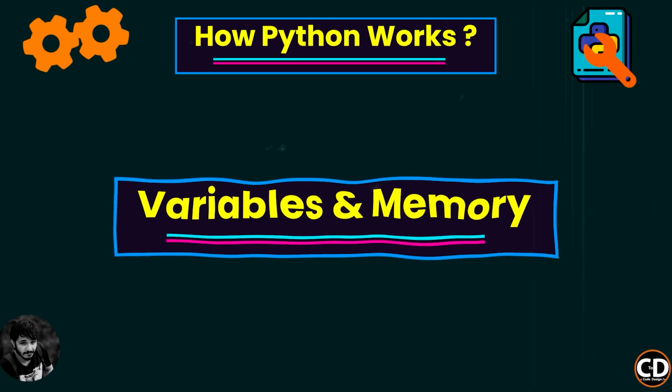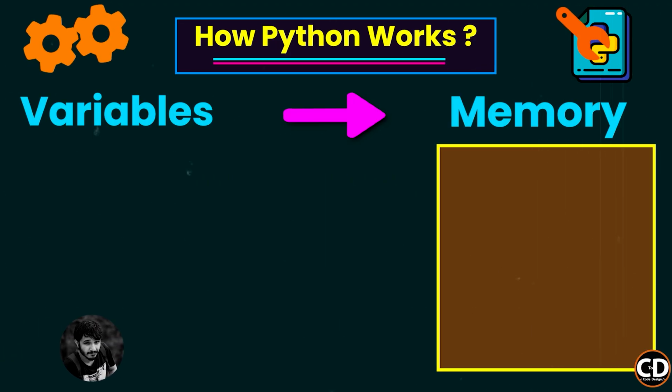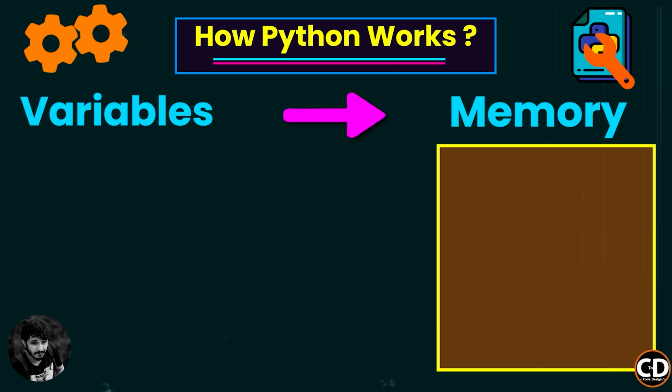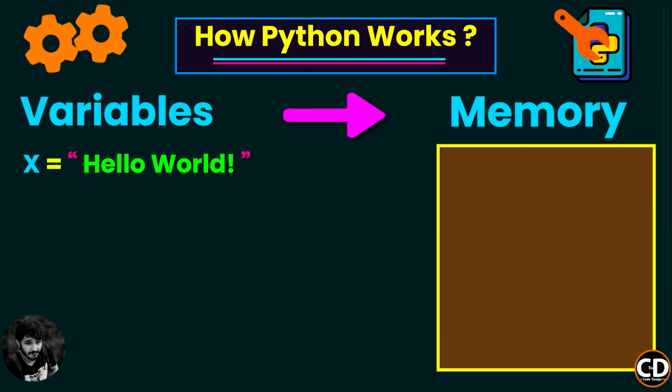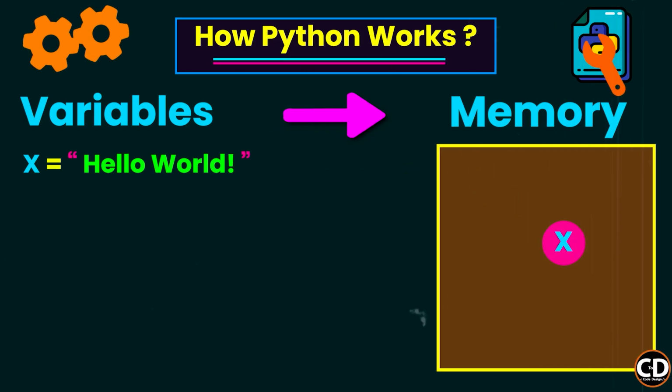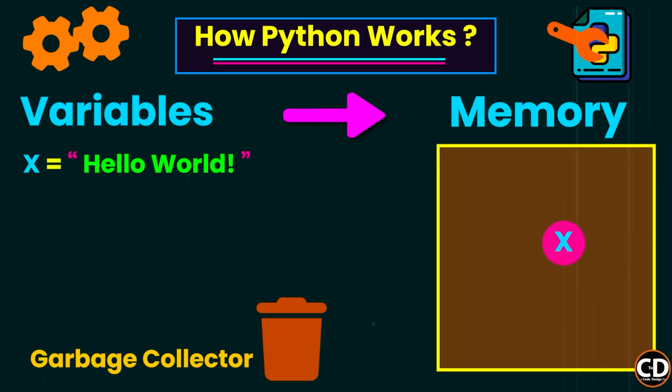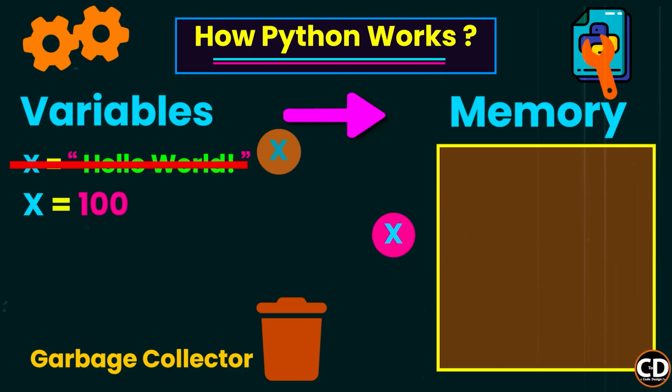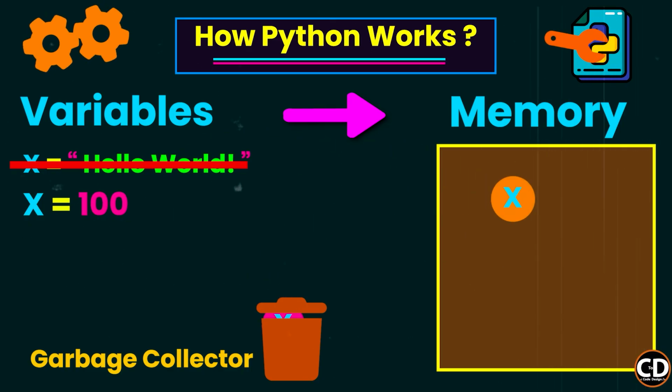Variables and memory. When we create a variable in Python, the PVM sets aside a piece of memory to store its value. When we assign a value to that variable, the PVM stores the value in the memory location reserved for it. Python also uses a feature called garbage collection, which automatically frees up memory that is no longer in use. This helps prevent memory leaks and improves the overall performance of our program.